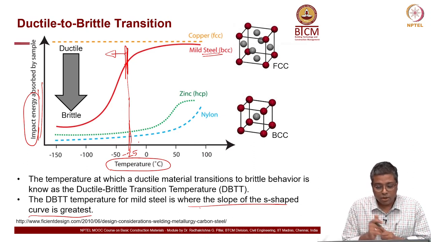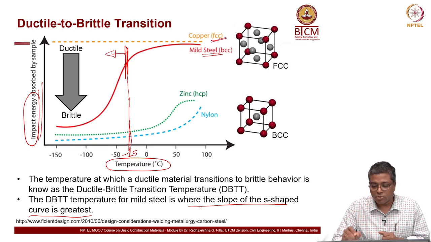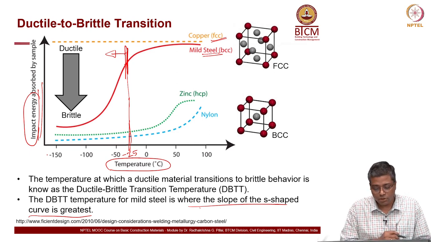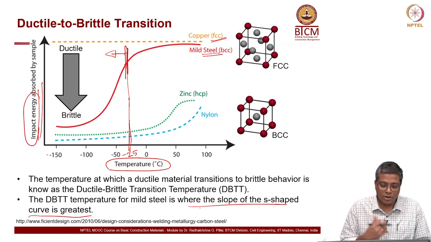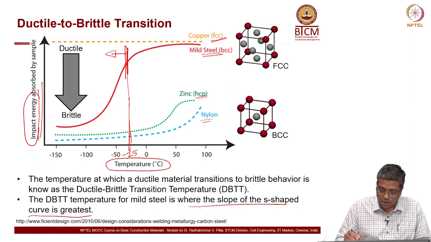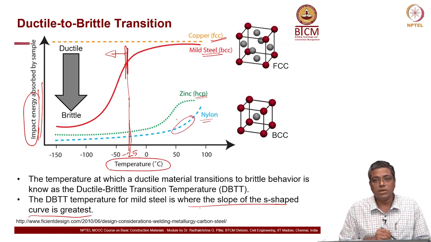But copper, which has face-centered cubic structure, does not change even down to minus 150 degrees. This is probably one reason why copper pipes are used for water supply systems in very, very cold countries. For zinc, which is hexagonal, and for nylon also, you can see there is a significant change even at very high temperature. That is why some of these plastics do not behave in a very ductile manner even at 0 degrees Celsius.